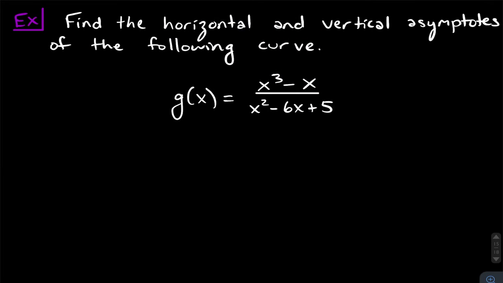For our next example, like I said, this is going to be the longest one. And we're going to end off with a nice little happy example. But this one is to find the horizontal and vertical asymptotes of the following curve.